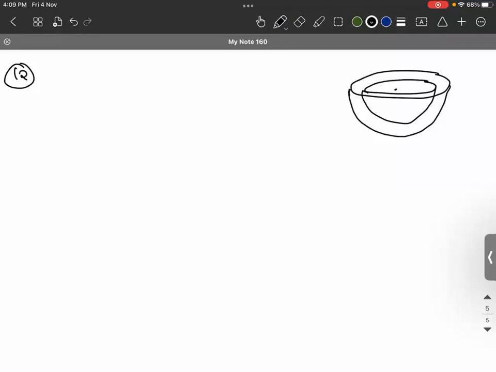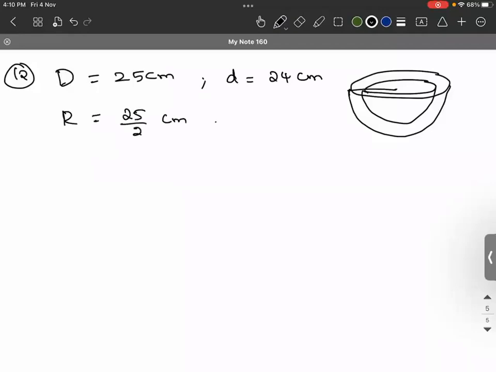Good. So the external diameter is given as 25 centimeter. The internal diameter is given as 24 centimeter. So what is going to be the radius? 25 by 2 here. Smaller will be 24 by 2. That is going to be 12 centimeter, and the R will be 12.5 centimeter. Now let's leave it in fraction.